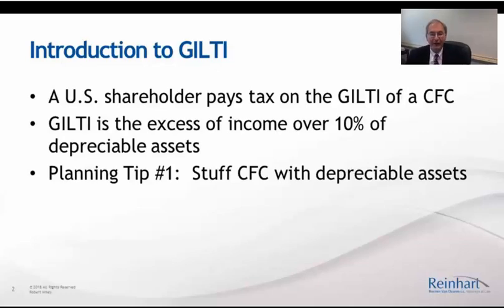Last time we did a very detailed explanation of what GILTI is. Quite simply, it's the excess of income over 10% of depreciable assets. So it's very intuitive what the first planning tip is. We're going to stuff the controlled foreign corporation with depreciable assets. You're going to want to buy that piece of equipment instead of renting it.